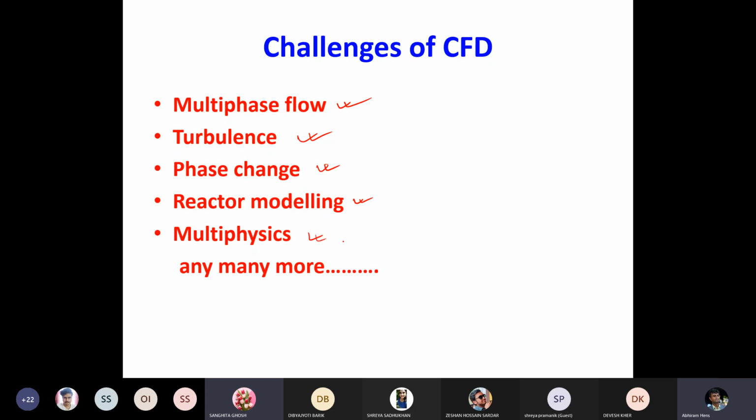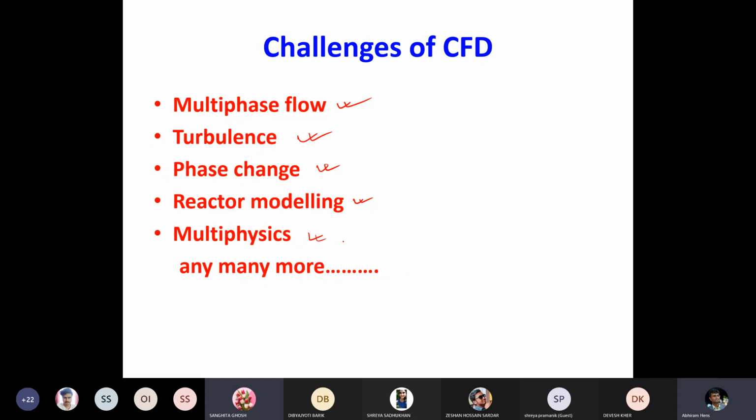Multi-physics means you couple other equations. For example, you can apply an electric field in a fluid flow. You can apply a magnetic field in a fluid flow. Okay, and you can see the effect in it. So these are some multi-physics, meaning different kinds of physics you can apply with this fluid flow. So those are also challenges.